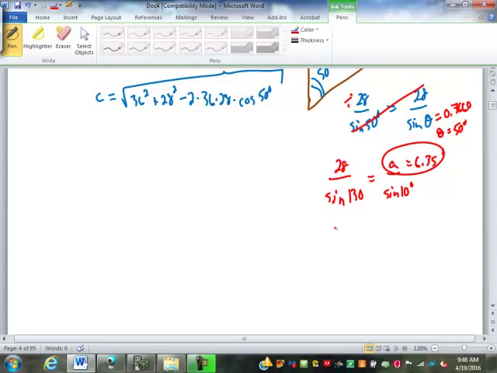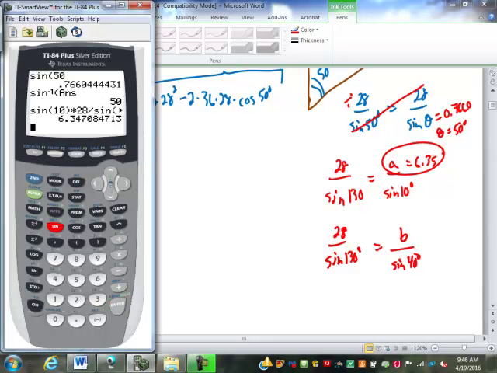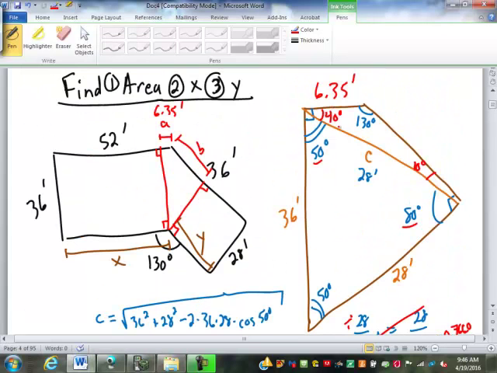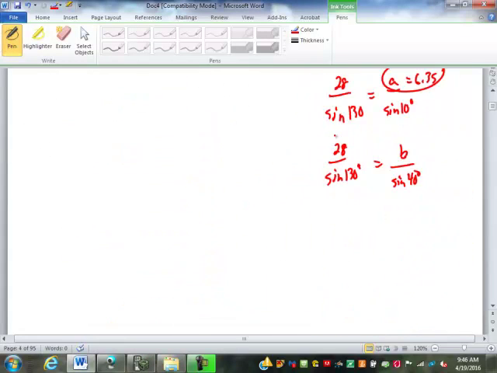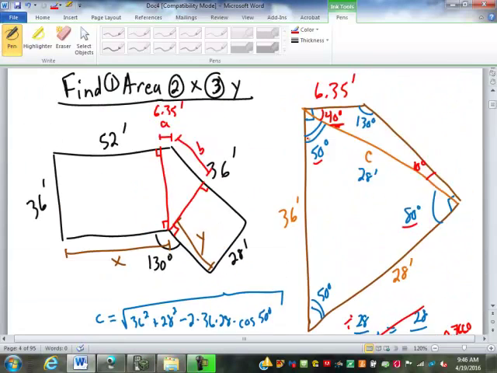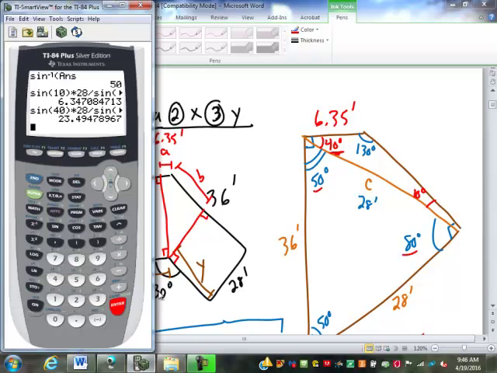B then is going to be C over the sine of 40 again. So 28 over sine of 130 equals B over the sine of 40. So sine of 40 times 28 divided by sine of 130. This angle here, nope, it's 40. So 23.49 we get there.